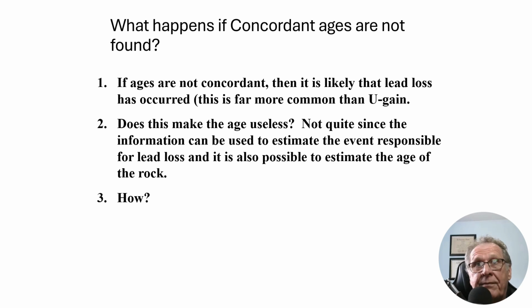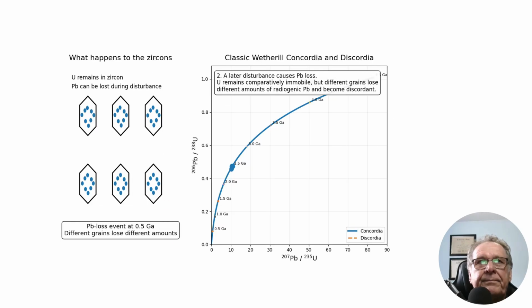Now, what happens if concordant ages are not found? Well, if they're not concordant, then it's likely that lead loss has occurred. It's far more common than gaining any uranium. Does it make the age useless? Well, it could, but there is some information that we can glean if the lead loss is fairly consistent. I'll show you how we do this.